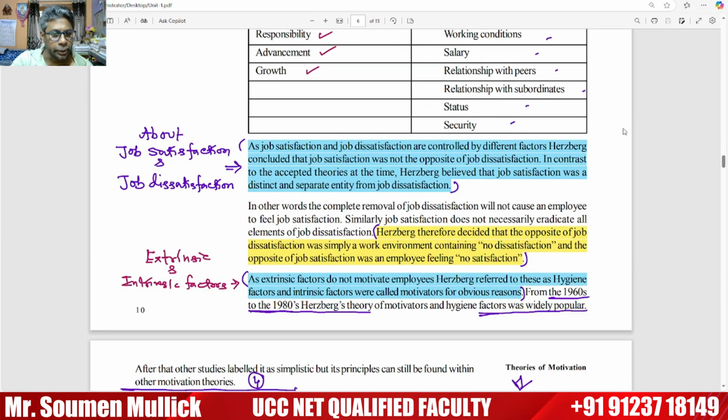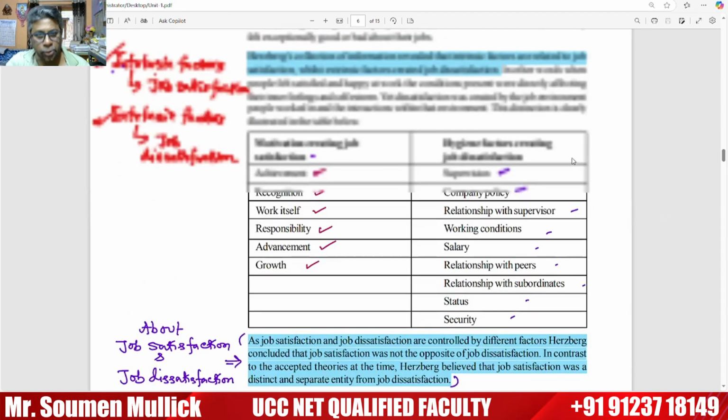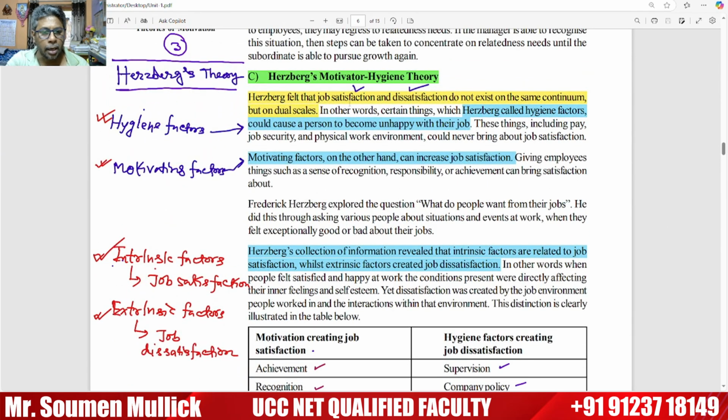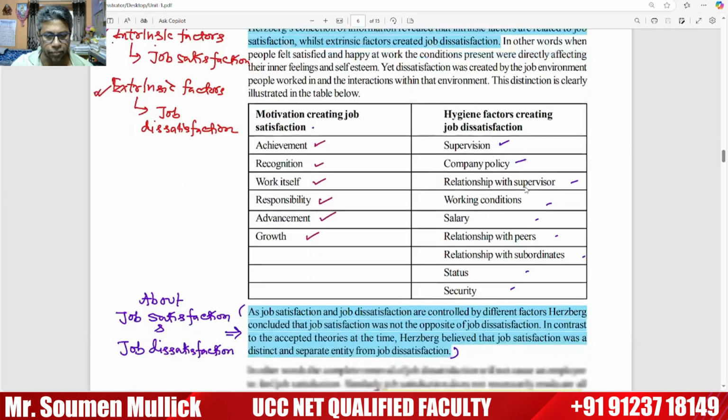Now, job satisfaction and job dissatisfaction are controlled by different factors. Herzberg concluded that job satisfaction was not the opposite of job dissatisfaction. This is very important. In contrast to the accepted theory at that time, Herzberg believed that job satisfaction was a distinct and separate entity from job dissatisfaction. That's why in my first sentence, Herzberg felt that job satisfaction and job dissatisfaction do not exist on the same continuum but on a dual scale.